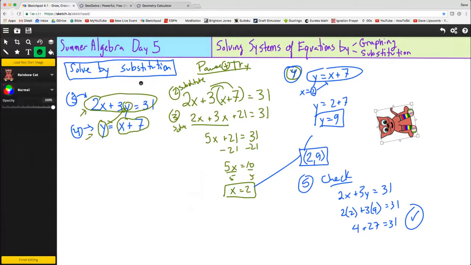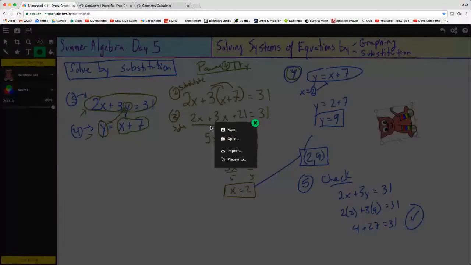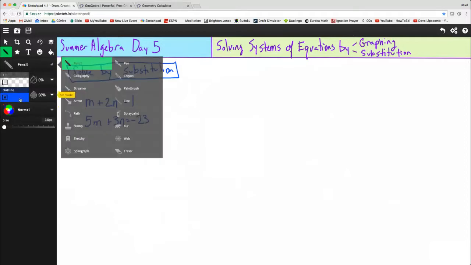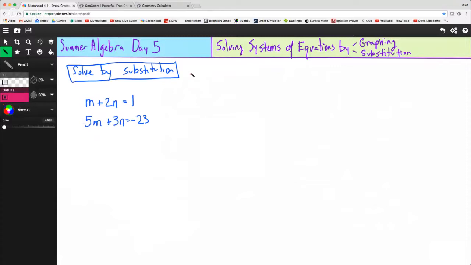The next problem is going to be another solving by substitution, and then we're going to do a few review problems. Okay, so now I want you to pause and try this one.